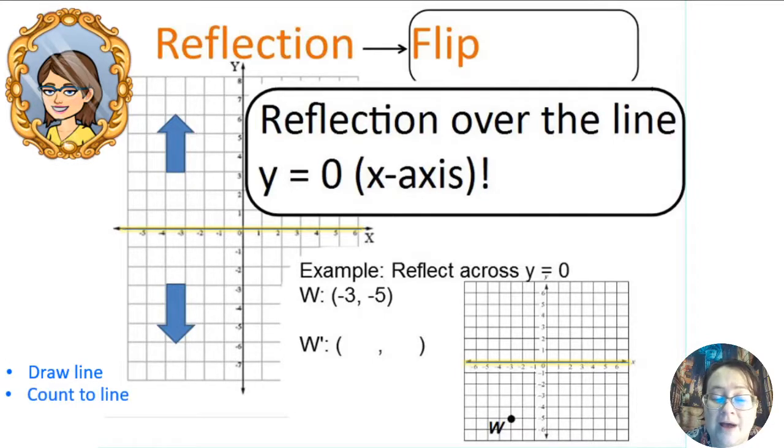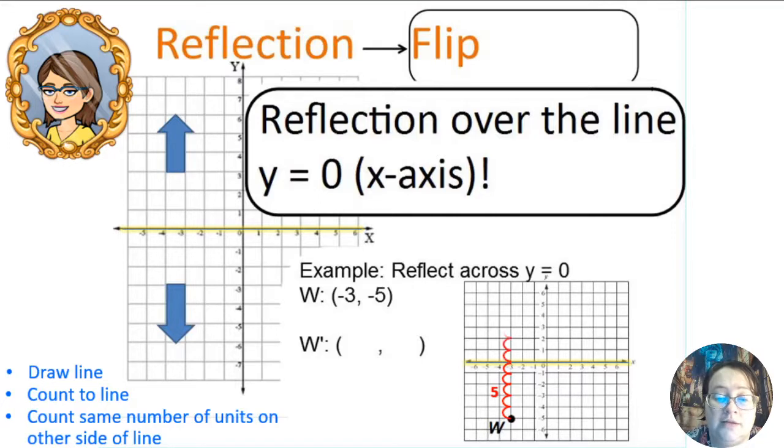Then we are going to count to the line from point W. 1, 2, 3, 4, 5. Then I'm going to count the same number of units on the other side of the line. 1, 2, 3, 4, 5. That's where I'm going to put point W prime, and that ordered pair is at -3, 5.